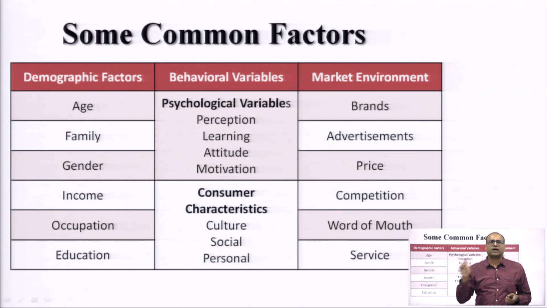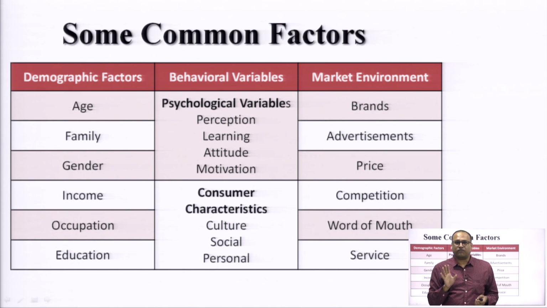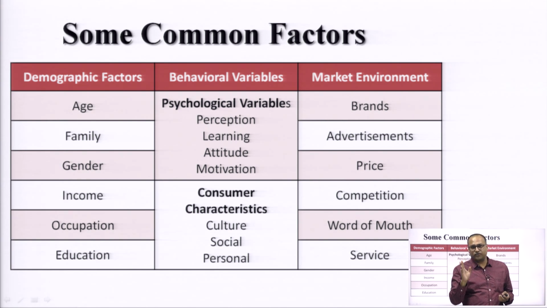Now, talking about the market environment, which is a kind of external variable to the customer. Now, we are not talking about demographics, we are not talking about his own behavioral variables. We are talking about the market, which has various other out-of-control things. So first is the brand. What is the brand value? What is the brand name? What is the brand establishment? How is the particular brand advertised?